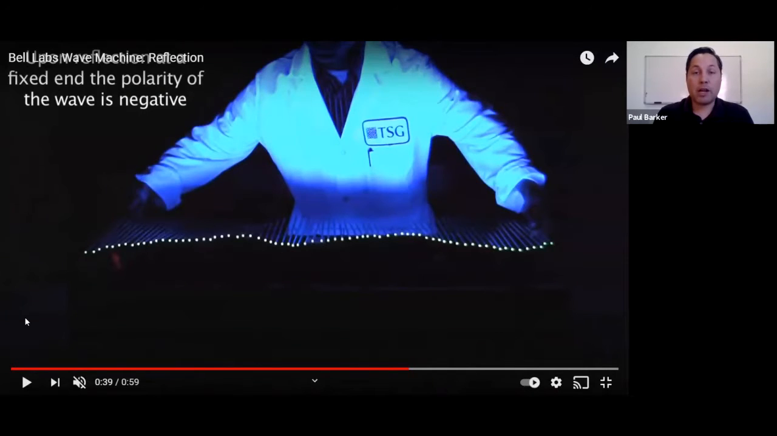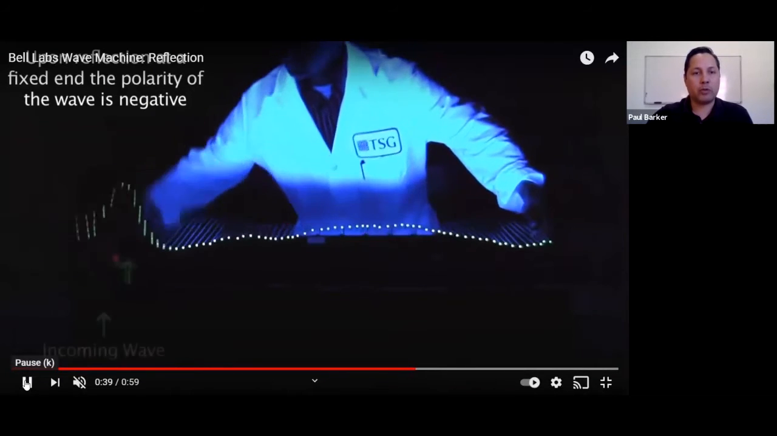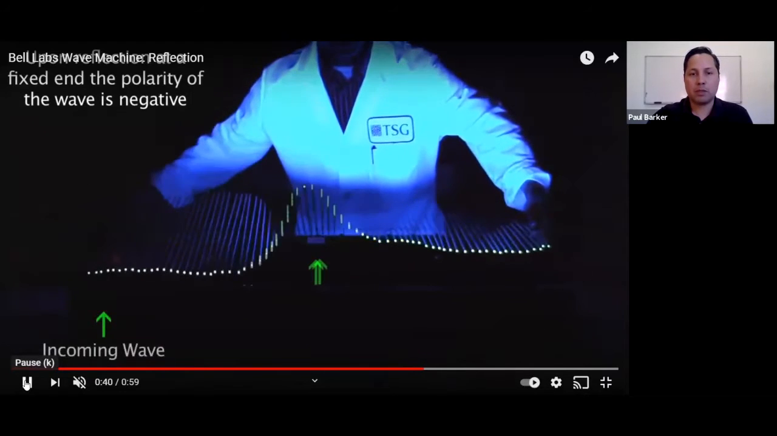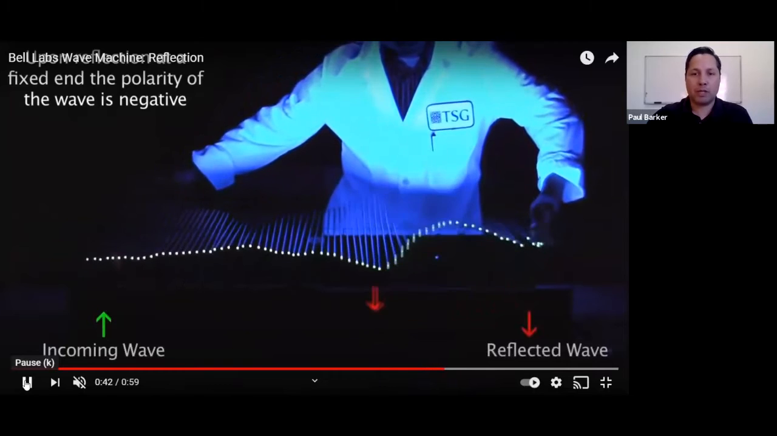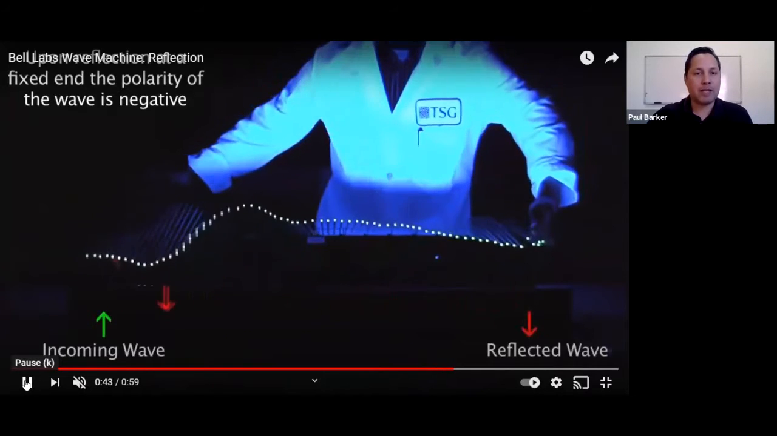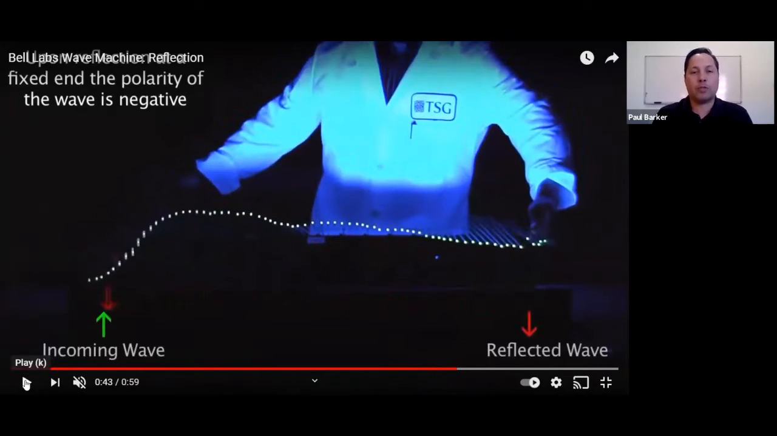In this video, we're going to see how a wave is reflected when the end of the medium is fixed, so it's not allowed to move. So when the wave is generated, you'll notice that it's above the medium. That's the incoming wave. But now it's reflected, it will be below the medium. So once they have a fixed end, the reflected wave will return below the medium.